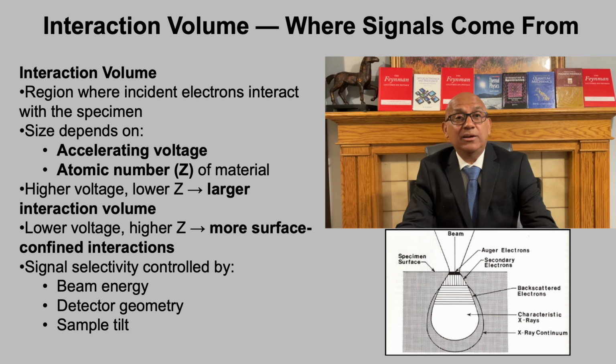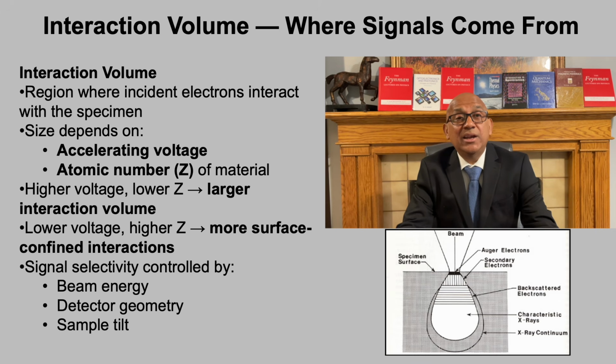sensitivity is desired. By carefully adjusting beam energy, detector geometry, and even sample tilt, we can selectively enhance certain signals over others. This control allows electron microscopy to be tailored for topographic imaging, compositional contrast, or surface-sensitive analysis, making the interaction volume a central concept in interpreting SEM and TEM data.